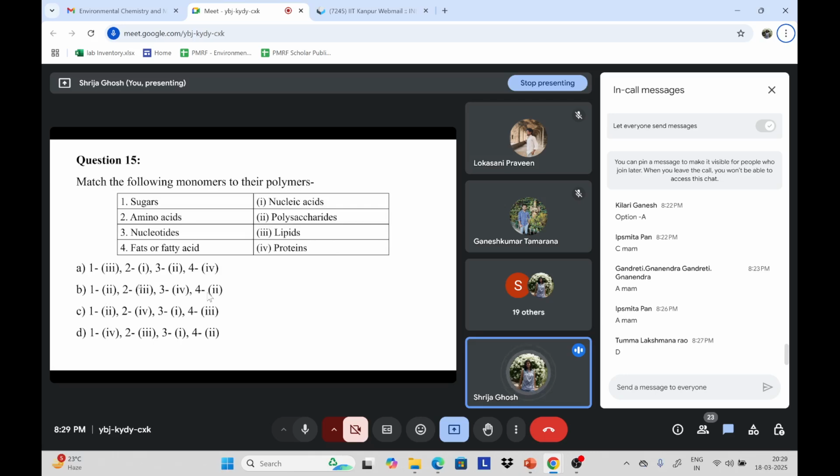Okay, we have another match the following question. Match the following monomers to their polymers. We have monomers on the left hand side: sugar, amino acid, nucleotides, and fatty acids. And we have polymers on the right hand side: nucleic acid, polysaccharides, lipids, and proteins. Match them. Come on, answer.